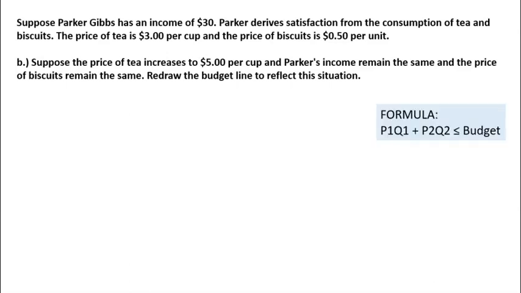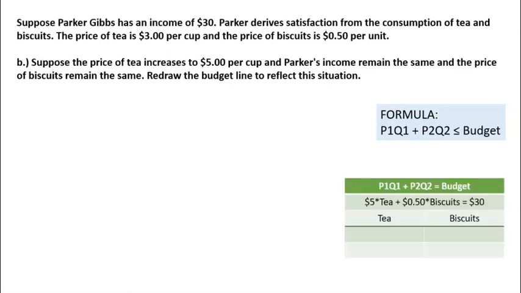So remember, the first thing you're going to do is put a formula down so you know what you're working with. Next, let's create a chart before we can do a graph. We know our tea is $5 now, and our biscuits remained at 50 cents, and our budget is still the same at 30. So from here, why don't you pause the video and figure out what your extremities would be by inputting zeros for tea and a 0 on the biscuits. And let's see what your calculations come up with.